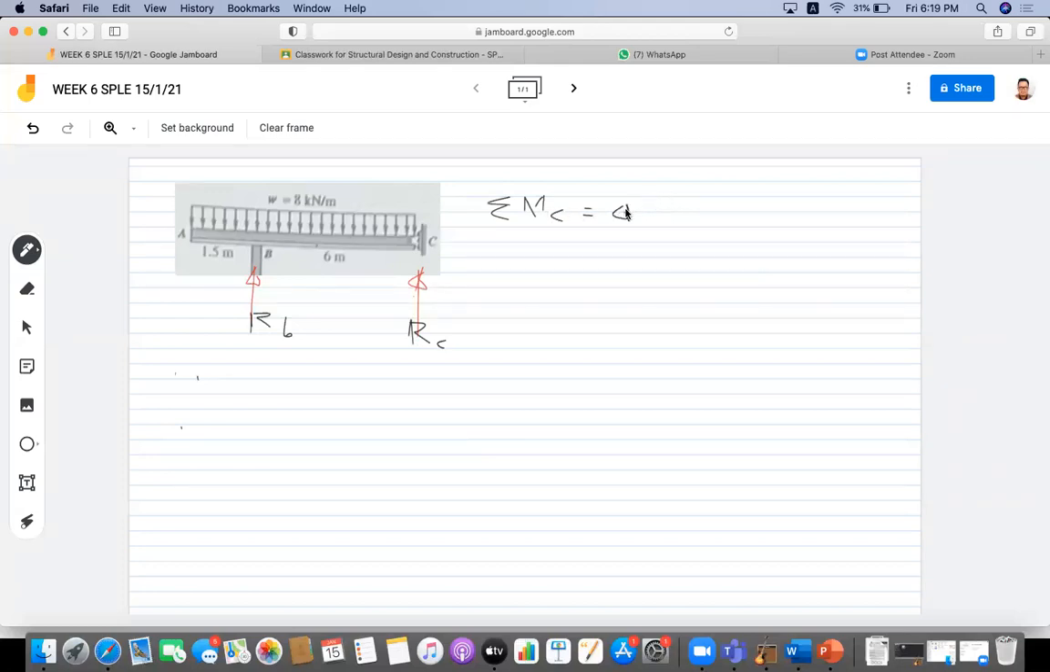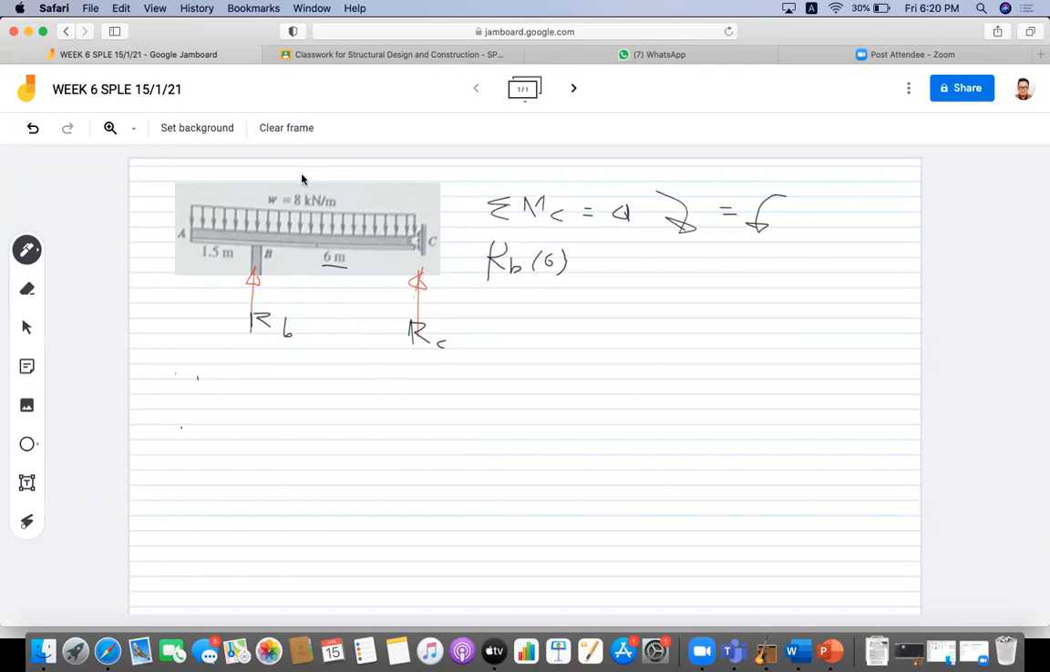So what is the direction of our forces? It will be clockwise forces is equal to counterclockwise forces. We can have that one or this one. Clockwise moment is equal to counterclockwise moment. So summing up moment at C, you have RB times 6. Where's the 6? This one is the 6. Okay. What else?